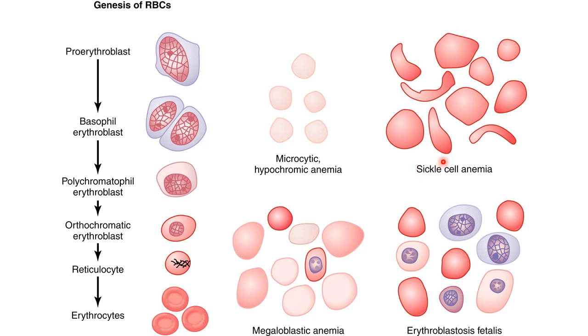This is how your sickle cell anemia will look like, and this is due to a genetic defect. This is how your megaloblastic anemia would look like. Megalo means large, no? And they are blast-like, which means they are immature looking. So they are large and they are immature.